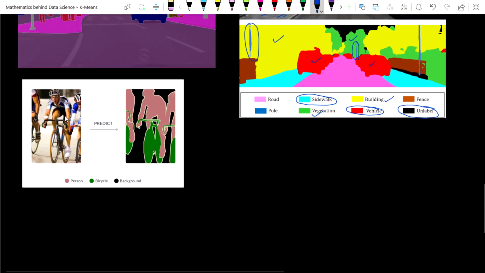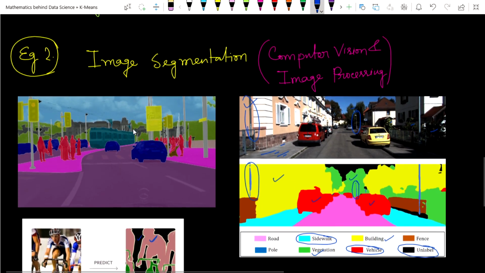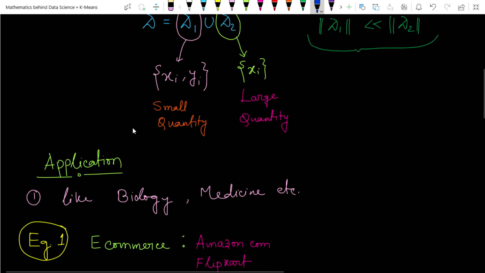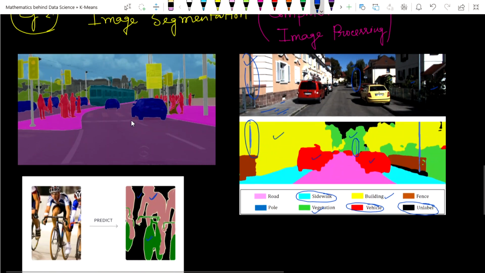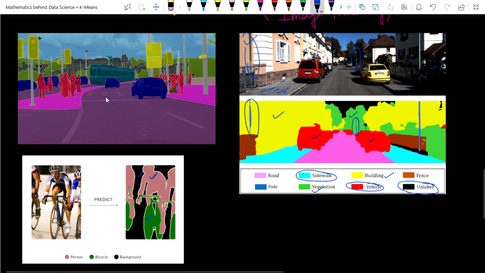Now let's see this one. Here we have people who are cycling. Using a light pink color, they have denoted the humans. The image segmentation uses the green color to denote the bicycle, and a simple black color for the background. So in the image segmentation area, these unsupervised learning models are very useful, because for grouping similar kinds of data, they are very useful.